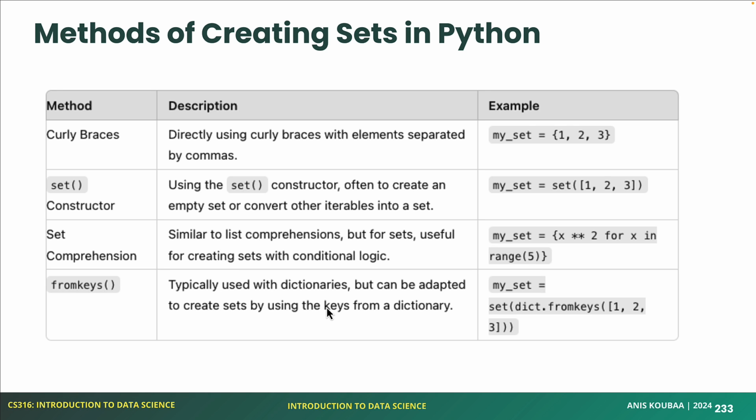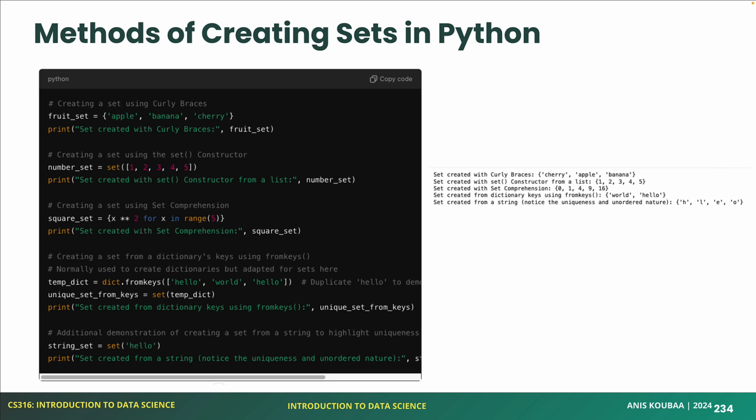When you have a dictionary, we can use fromkeys. It's going to return all the keys. And this is pretty much fine because the set doesn't contain duplicates, and we know in advance that all the keys are unique. So it's pretty much the same property of the set.